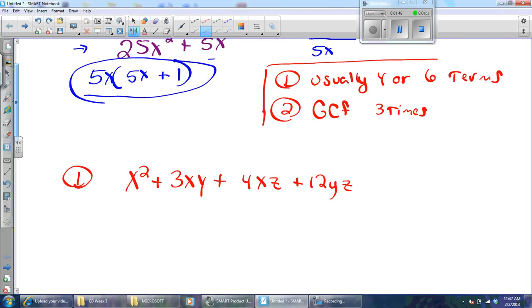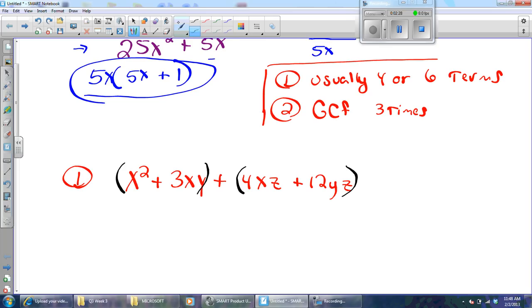Okay. Well, I've told you there's got to be 4 terms, and look, there's 1, 2, 3, 4 terms, right? So since there's 4 terms, I'm going to try factoring by grouping. Now, I've got to group together 2 pairs of terms. I've got to make sure the pairs I put together have a GCF. Is there a GCF between x squared and 3xy? There sure is. So I'm going to put them together. All right. Is there a GCF between 4xz and 12yz? Yeah, there sure is. So I'm going to put them together.